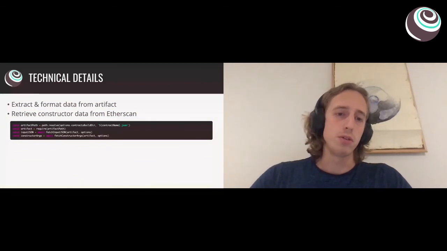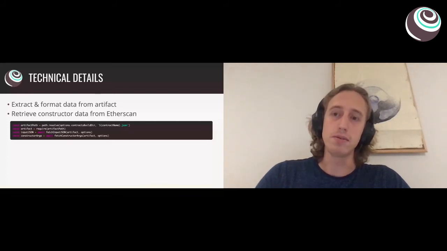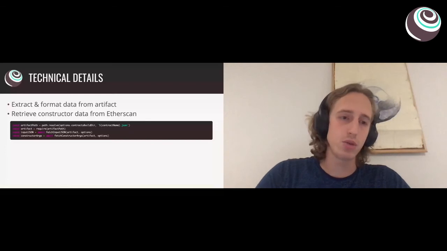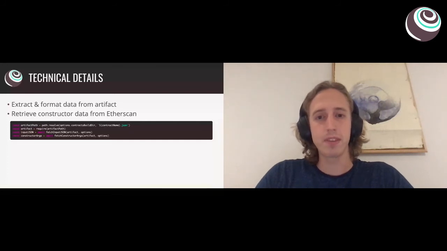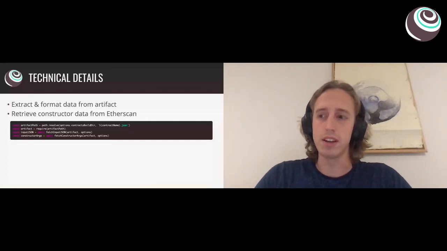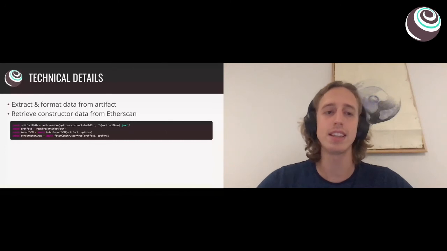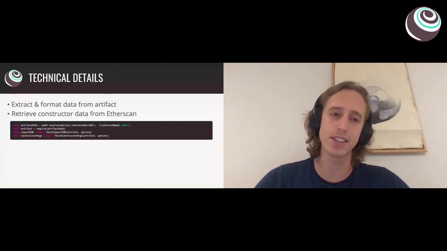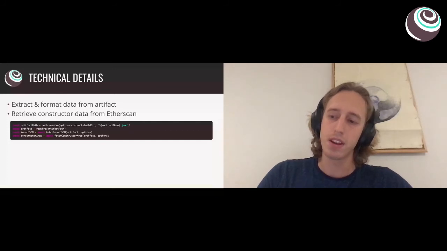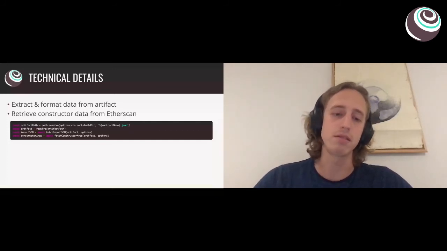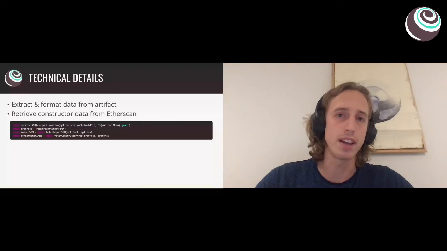Besides that, we also fetch the constructor arguments. And how we do that is we retrieve the deployment transaction, which is the first transaction for a smart contract. And from that transaction, we extract only the piece that includes the constructor arguments. And basically, these are the two pieces of data that Etherscan needs to verify the data. So basically, they need to compile the smart contracts in exactly the same way as you did, and then they need to know which constructor arguments you provided.